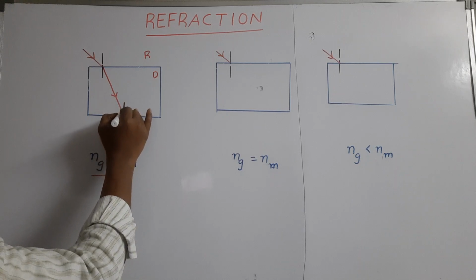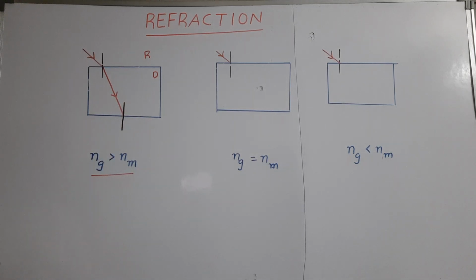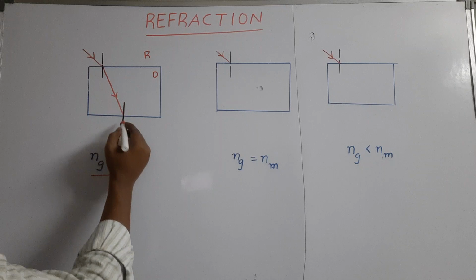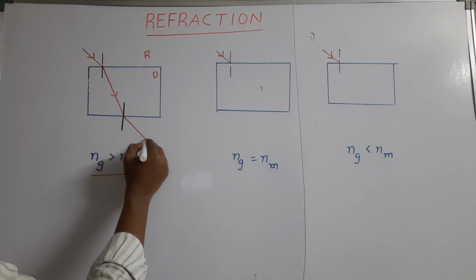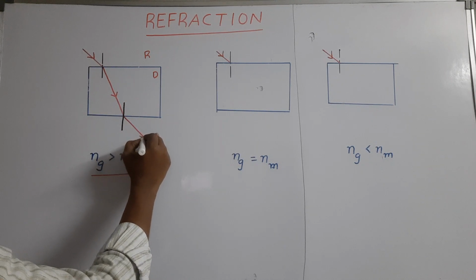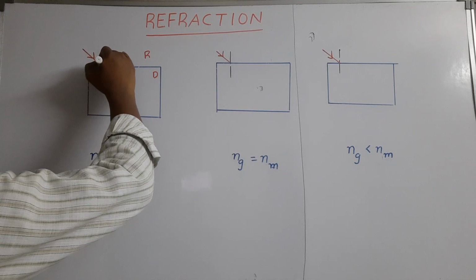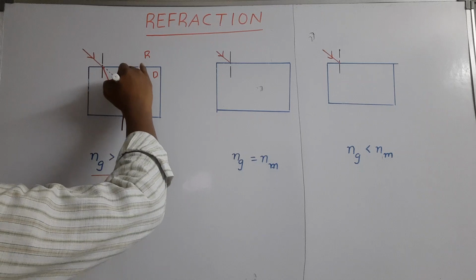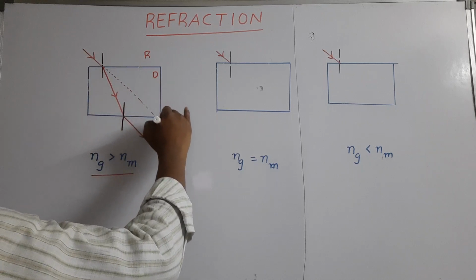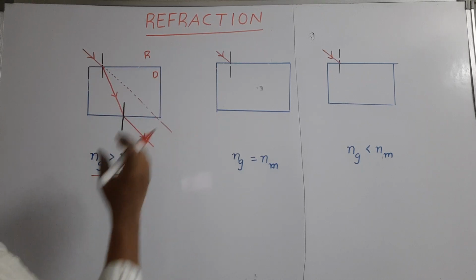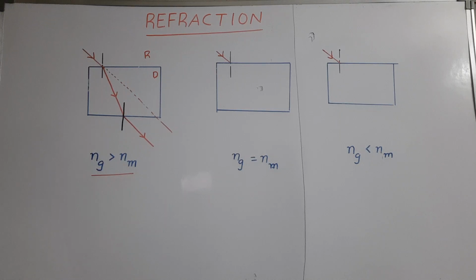Here the light ray travels from denser medium to rarer medium because it comes out. Again, this is the emergent beam, like we can draw. If you observe, if you extend this incident ray, this incident ray and the emergent ray are both parallel to each other.